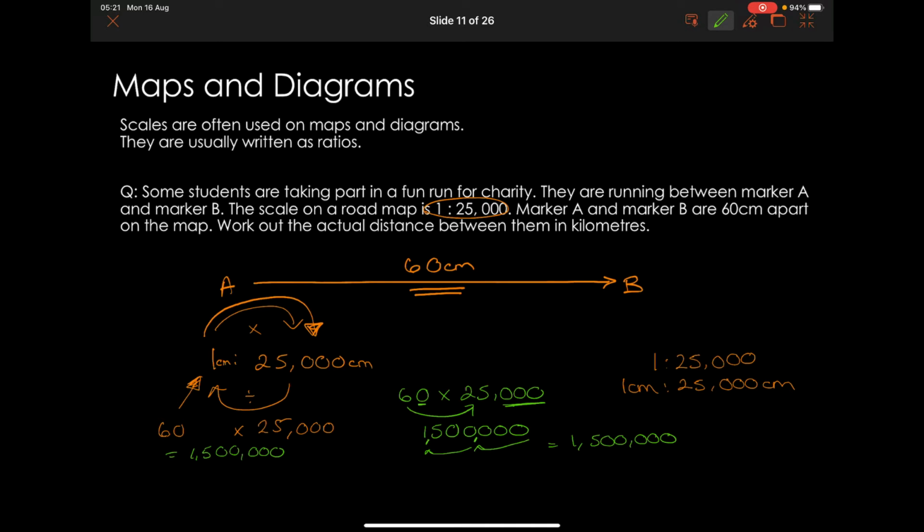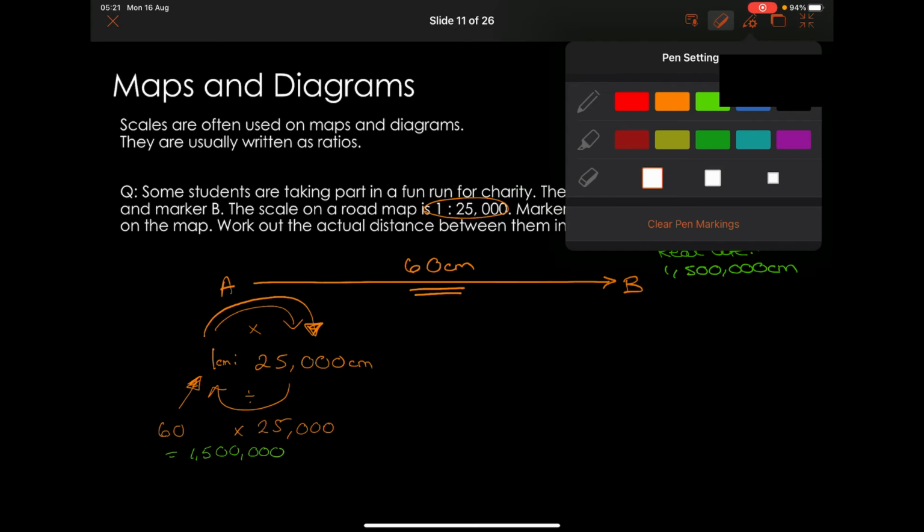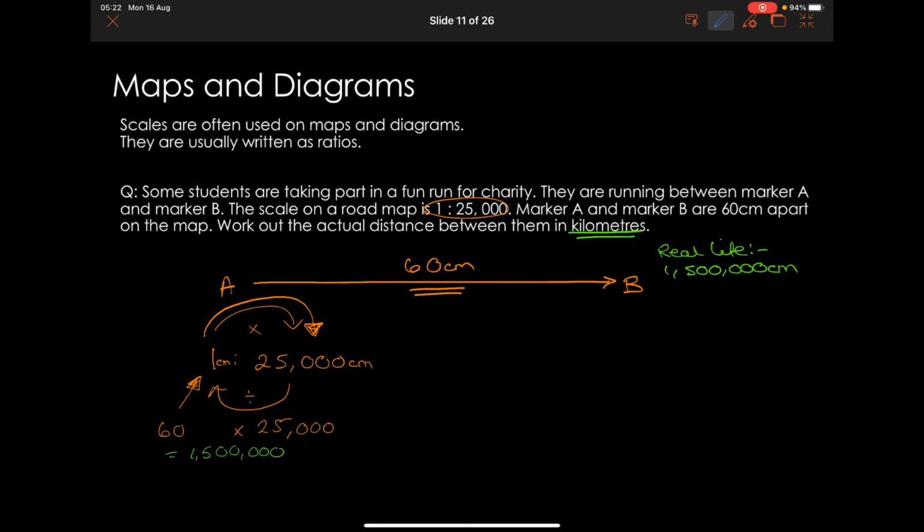Okay, so now I know that in real life, I'm going to write this up here, real life, it's 1,500,000 centimetres. However, our answer wants it in kilometres. So, let's think about that. I'm just going to move this. In kilometres, let's think about what I know. 1,000 metres is a kilometre.